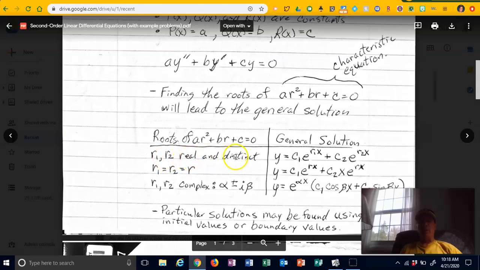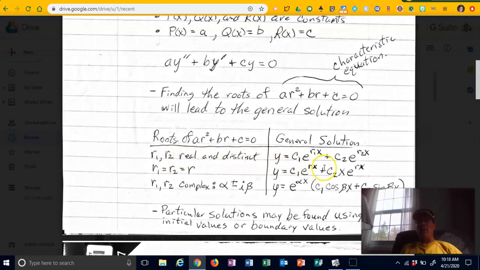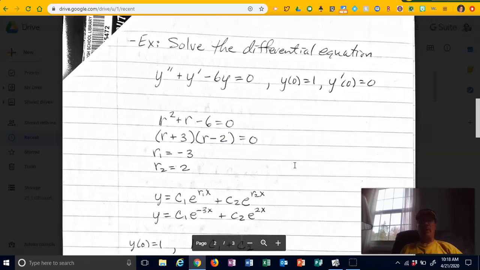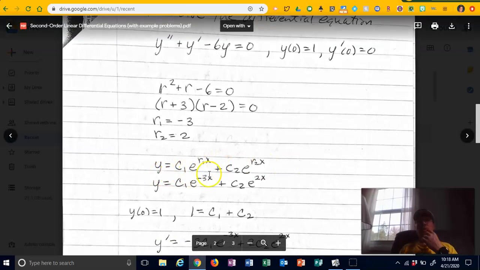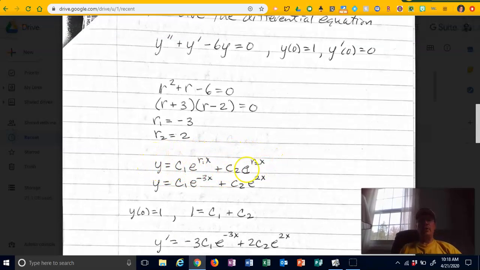So if they are real but distinct, then our general solution will take this form here. And that's what I've got right down in here. So here's the general form for that one, general solution. We're going to plug in our r sub 1, r sub 2 into the appropriate places. So now you have the general solution. y is equal to c sub 1 e to the negative 3x plus c sub 2 e to the 2x.